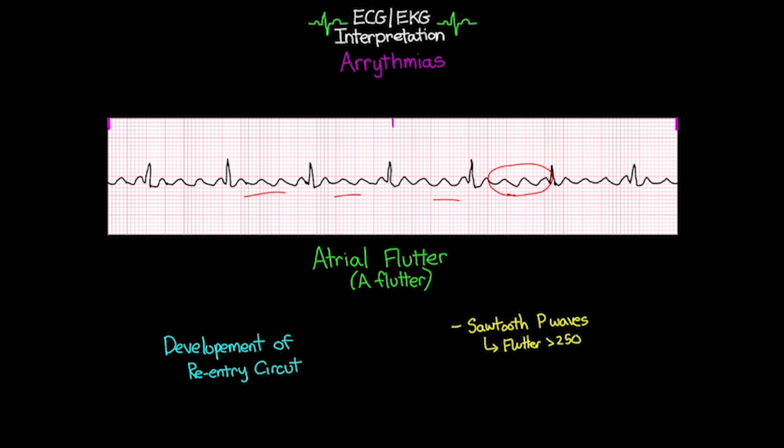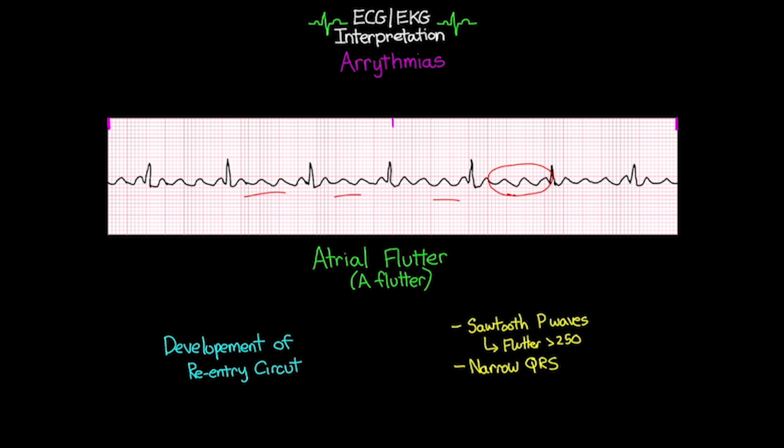Fortunately, not all of the impulses are going to be passed through that AV node, and we see that happening here as we have flutter waves without a QRS complex. But every so often that impulse will get passed along, and we will have that QRS, which in this case is going to be a narrow QRS. But as I said, it's really that sawtooth appearance of those flutter waves that's going to be the telltale sign that your patient's in a flutter.